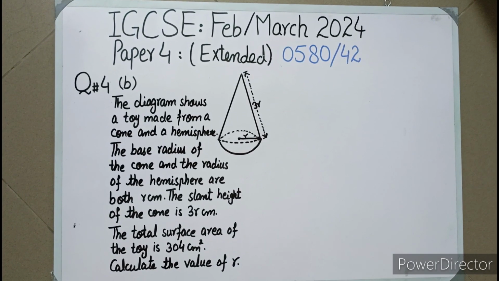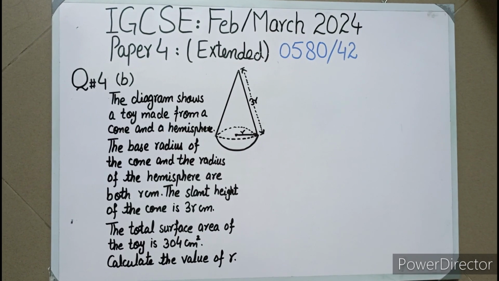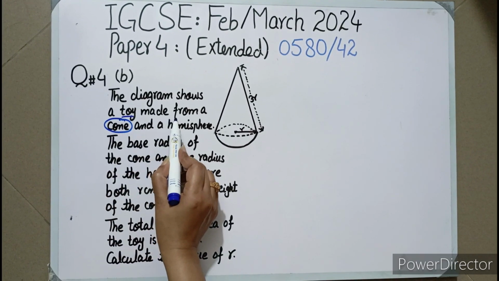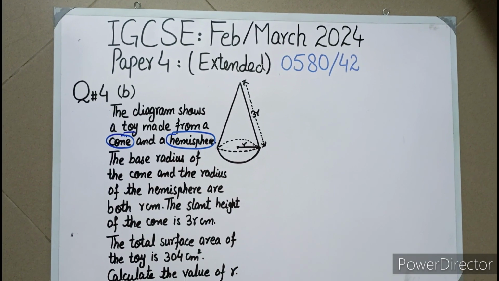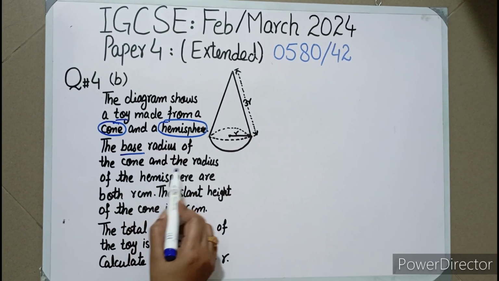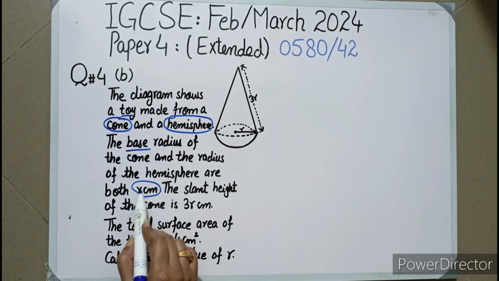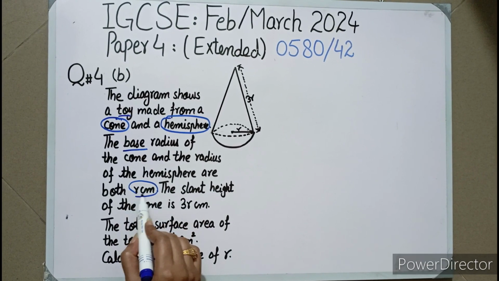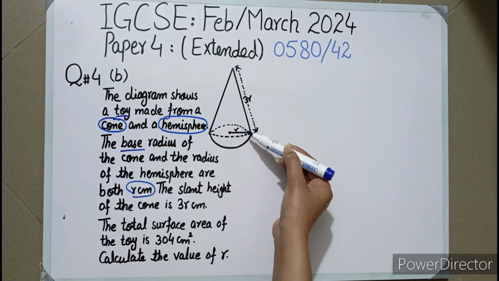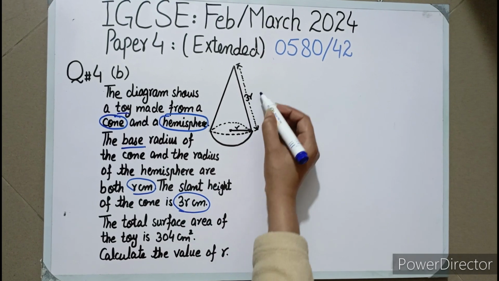The next part of the question says the diagram shows a toy made from a cone and a hemisphere. There is a toy that is composed of 2 things. One is a cone and the other is a hemisphere. Hemisphere means half of a sphere. The base radius of the cone and the radius of the hemisphere are both r centimeter. The base and the cone both have the same radius, that is r centimeter. The tilted height is known as slant height. The slant height of the cone is 3r cm, that is shown in the figure.